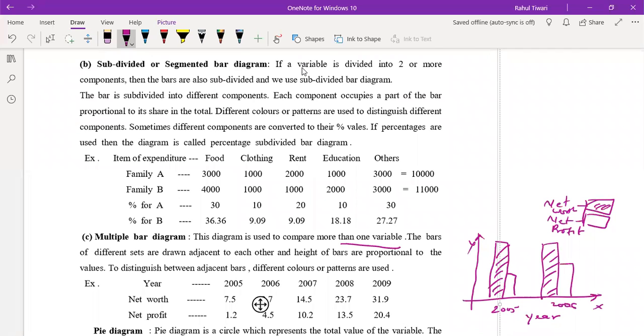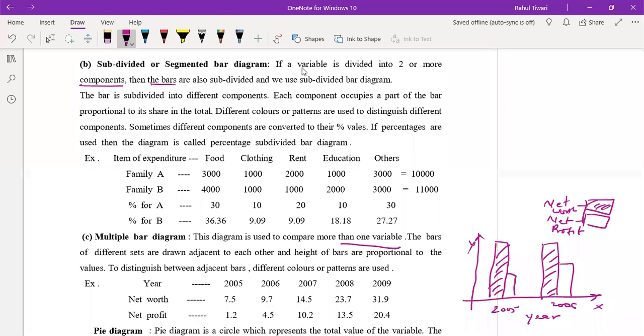Here I'm talking about two or more components. Now components can be variables. For example, if I have different expenditures, I will say food, clothing, rent, education. They are all considered to be the variables, or I can say components. Then the bar is subdivided, and we can use a simple bar diagram.